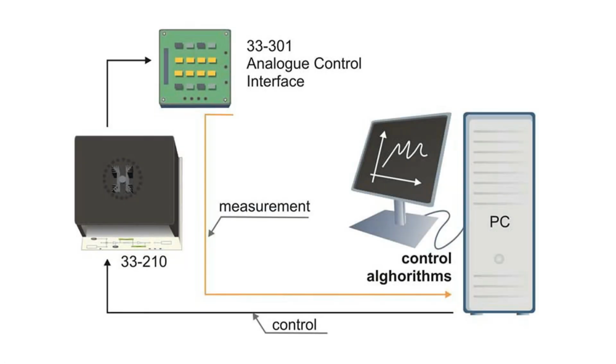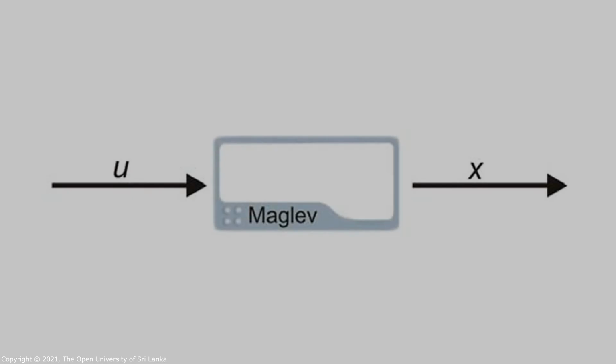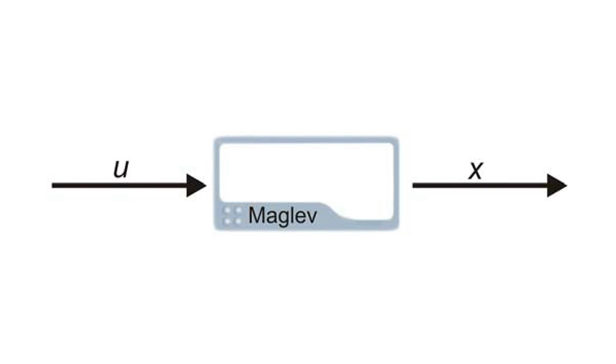When considering the electrical system, it is allowed to transfer the measured signals to the PC via an I.O. card. The maglev is a SISO plant. That means a single input, single output system. Position X is the model output and the voltage U is the control signal.